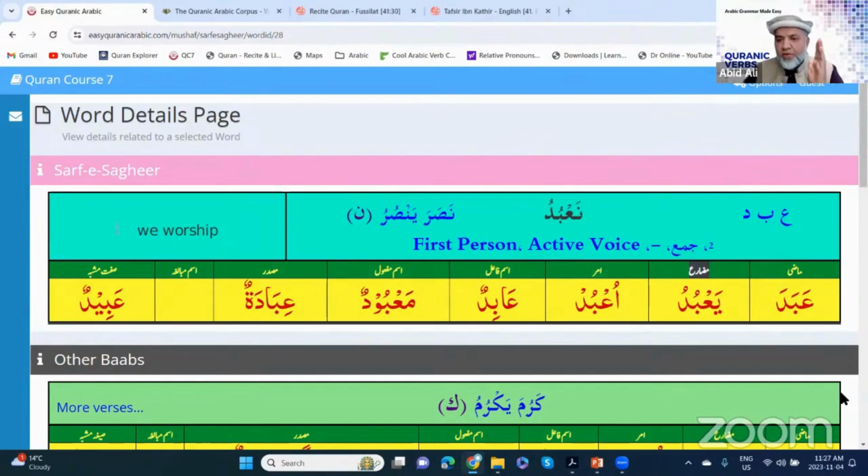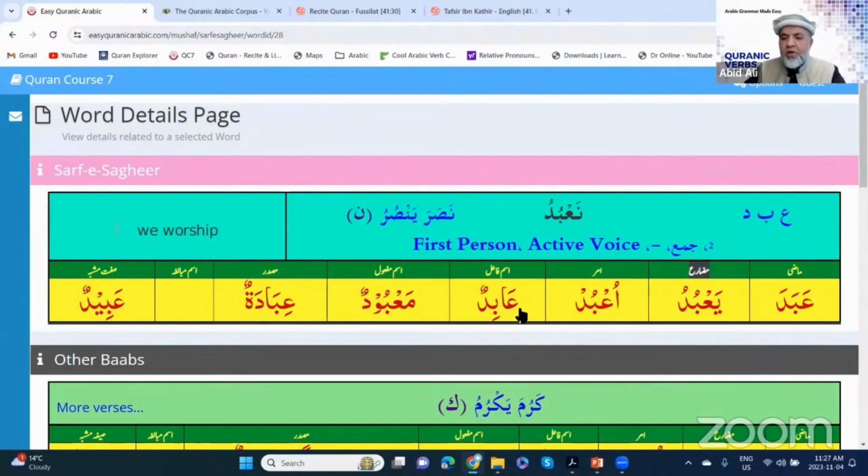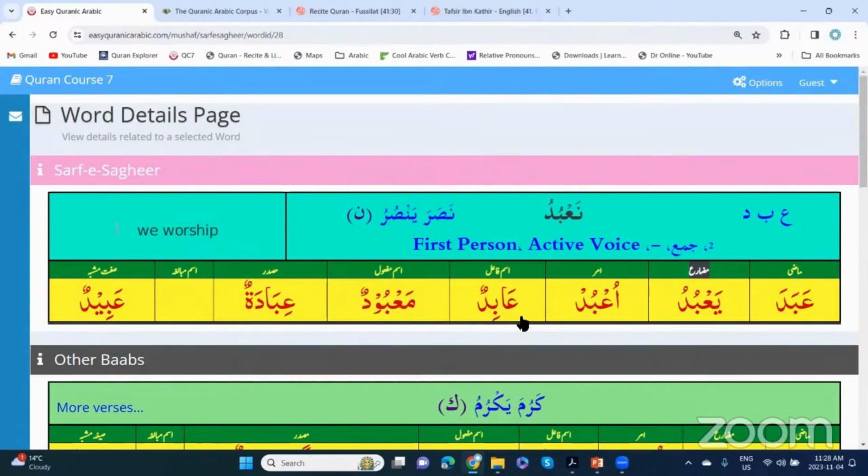If I want to give a command to somebody, worship, I'm going to say, u'bud, worship. You see what I'm going with this? Okay. Now the person based on this action is known as abidun, the worshipper. The person who does the act of worshipping, his name is abidun. When a person does the sajda, what do we call them? Sajidun. Right? A person who helps, we call him nasirun. It's based on the verb, the root letters, nasara, abada.